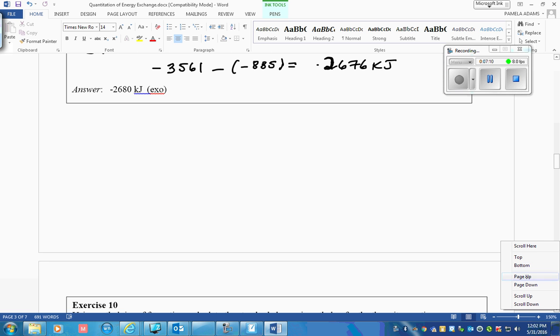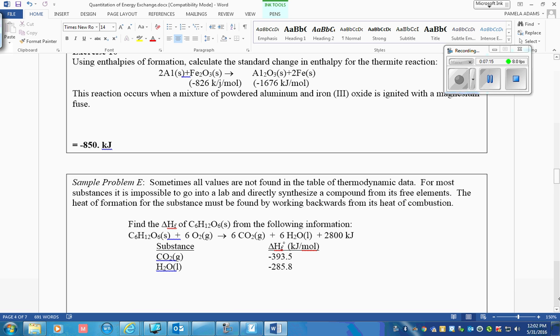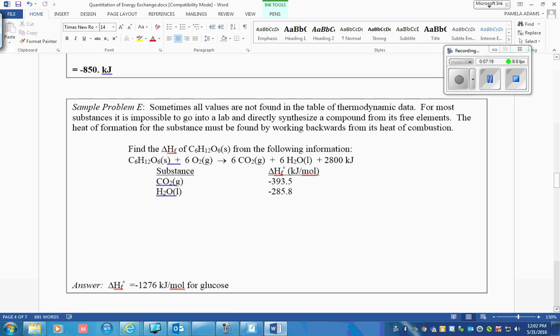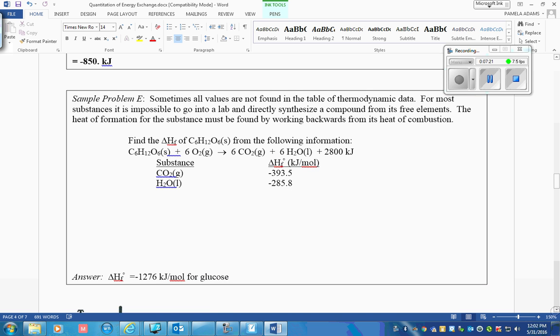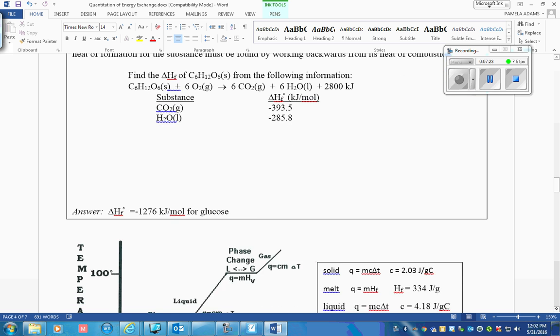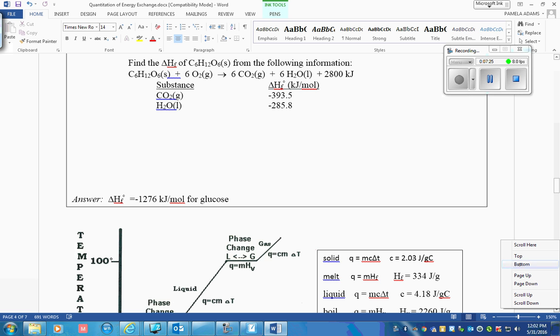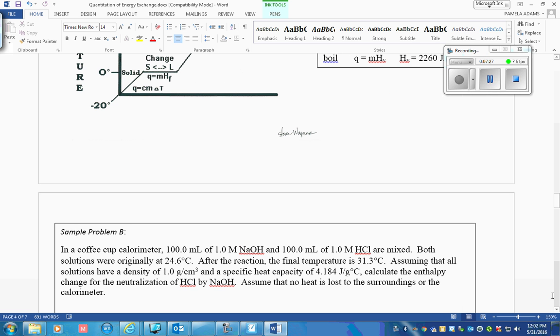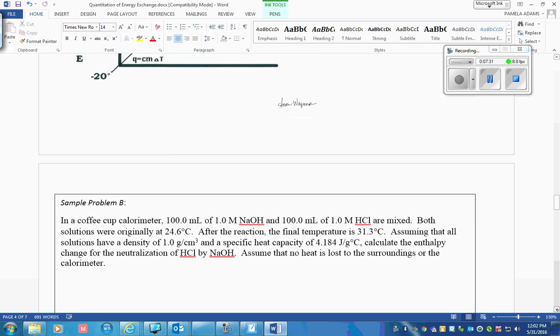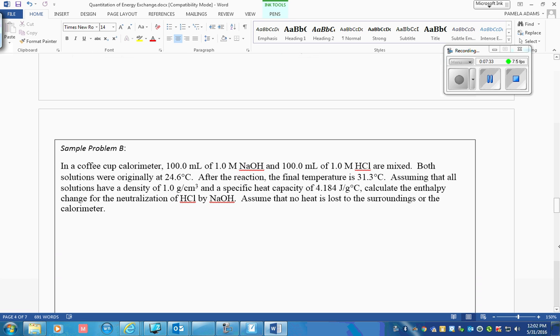I'm going to move past these. These seem fairly elemental. And I'm going to go then to our next set of problems. And that would be a coffee cup calorimeter problem. Problem B.